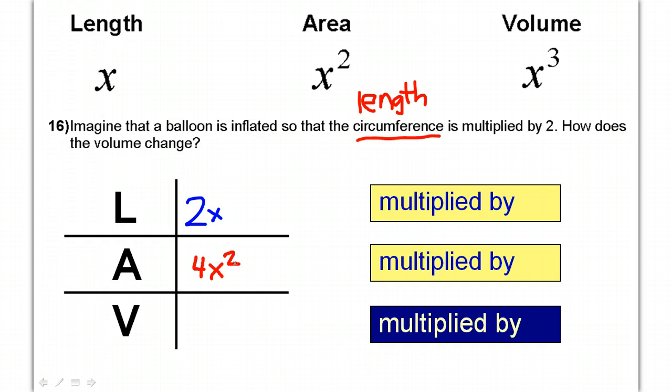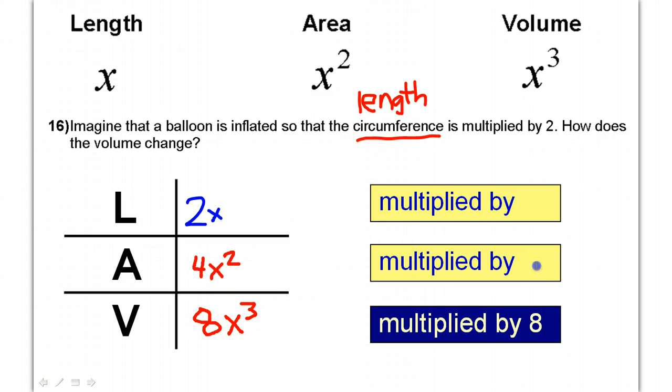Okay, and Maritza, what am I going to put at the V? 8x cubed, correct. Okay, so Kelvin, what's the answer to the question? How does the volume change? The volume is multiplied by 8.